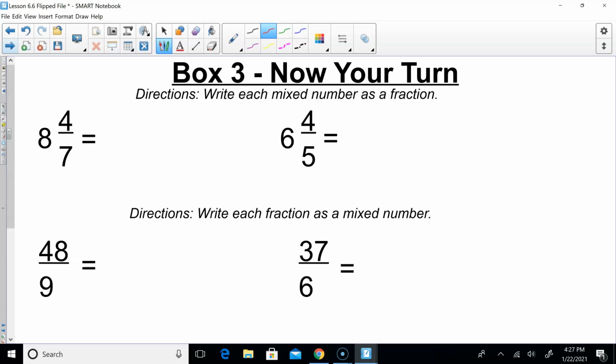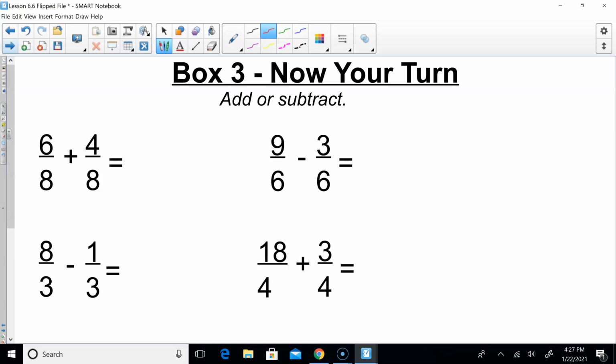And now you have to write some mixed numbers as a fraction, and then write some fractions as a mixed number. So 8 and 4/7 and 6 and 4/5 as fractions. Write 48/9 and 37/6 as mixed numbers. Good luck. And we got some straight up adding problems and then some changing from one to the other: 6/8 plus 4/8, 9/6 minus 3/6, 8/3 minus 1/3, and 18/4 plus 3/4. Make sure you keep your eyes on the operation to make sure you don't add when you're supposed to subtract and subtract when you're supposed to add, but you got this.